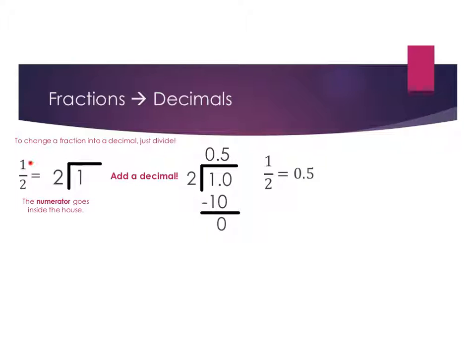So this is 1 divided by 2. And since 2 can't go into 1, we add a decimal point and a 0. And then 2 goes into 10 5 times. 5 times 2 is 10. 10 minus 10 is 0. Remember that our decimal goes straight up, and so our answer would be 0.5 or 0 and 5 tenths. So 1/2 as a decimal is 0 and 5 tenths.